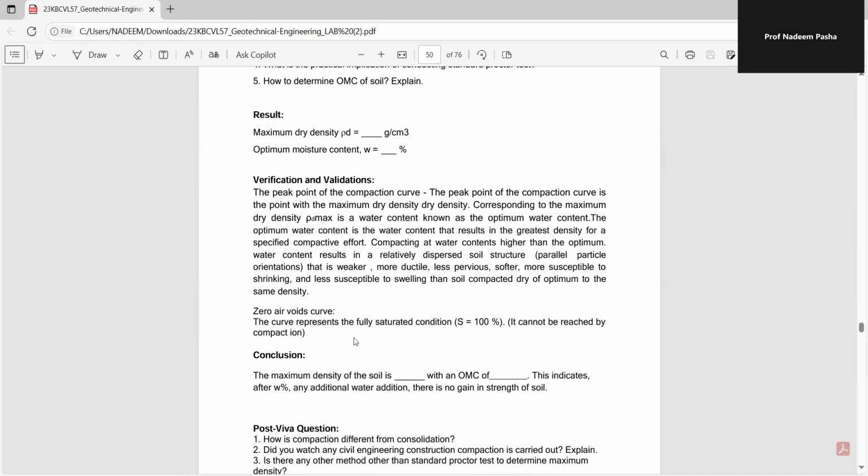The zero air voids curve is also there. The curve represents the fully saturated condition, S equal to 100%. It cannot be reached by compaction.